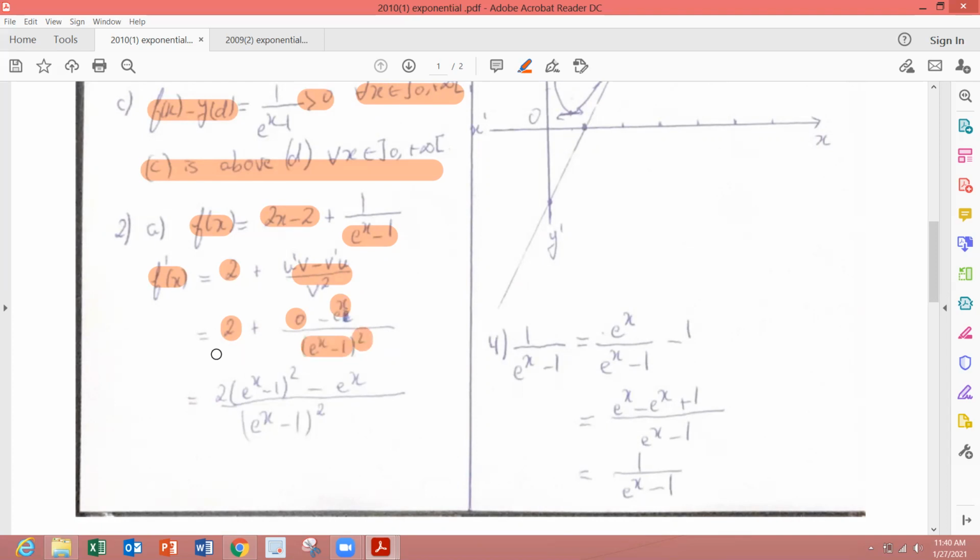We take the LCM, which is (e^x minus 1) squared. Then it will be 2 times (e^x minus 1) squared minus e^x. What is the next step? We expand.